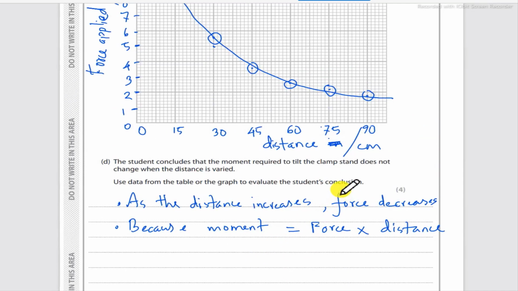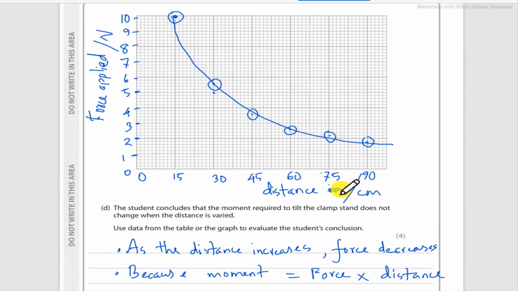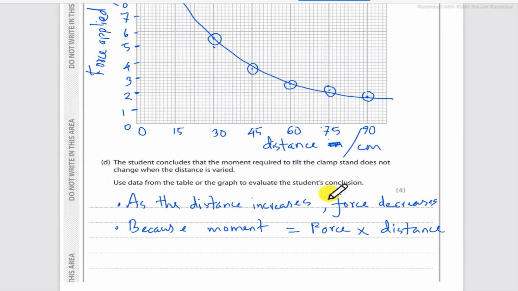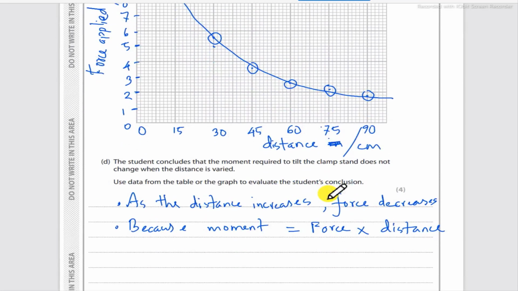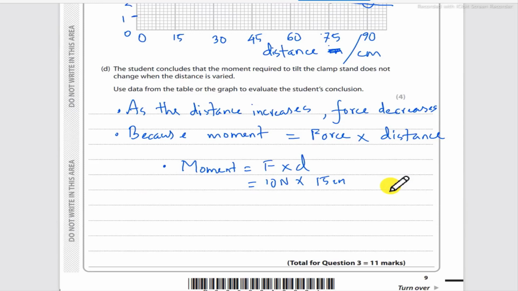Second thing, look at the data here. Moment equal to force into distance. So here, one data, force is 10 Newton and distance 15 centimeter. So moment is 150 Newton centimeter.